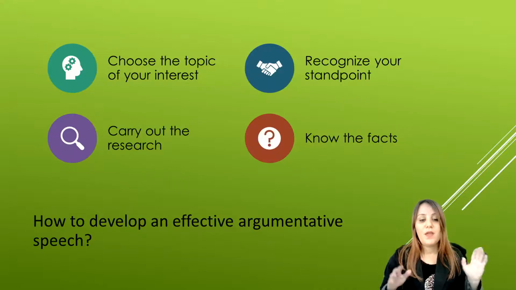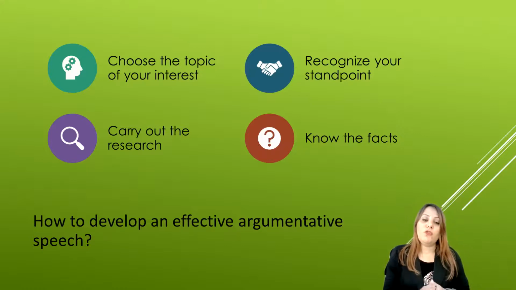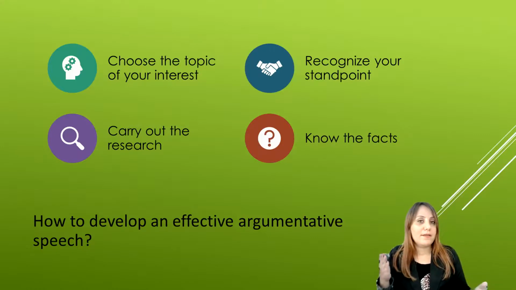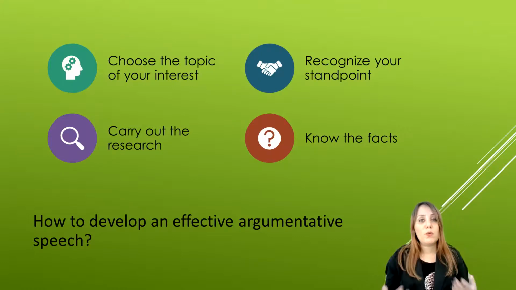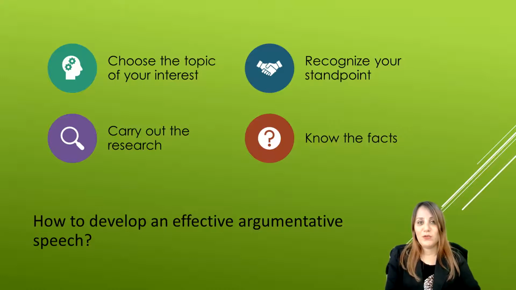Now, how to develop an effective argumentative speech? You choose the topic of your interest. So choose from the topics the one that you are really interested about. Recognize your standpoint. Try to see where you stand. Agree or disagree. Carry out the research. You need to do your research to find evidence to support your argument. Know the facts. Understand everything about the topic and make sure you understand it because later you're going to speak about it and not read about it, which is very important.